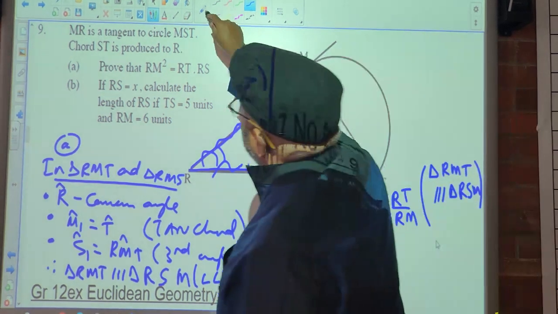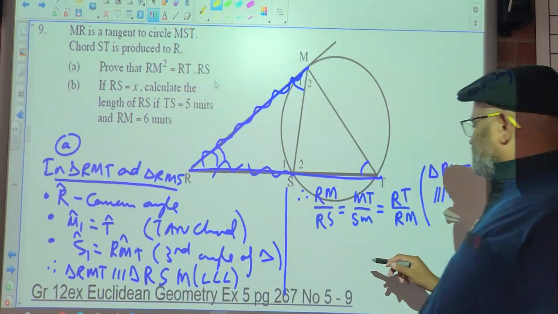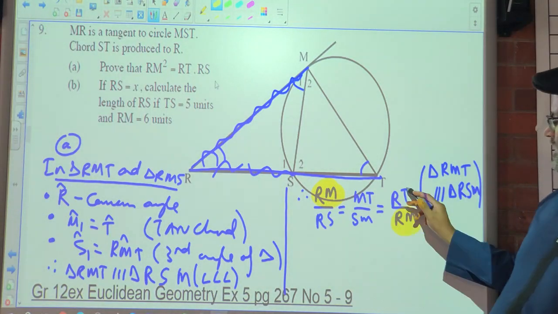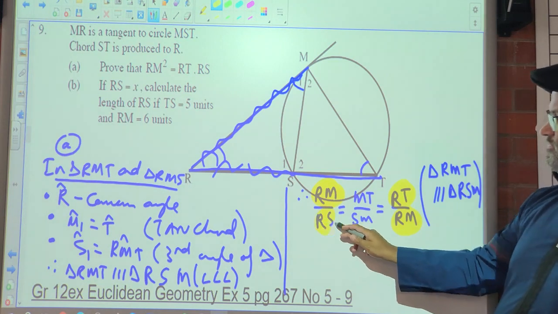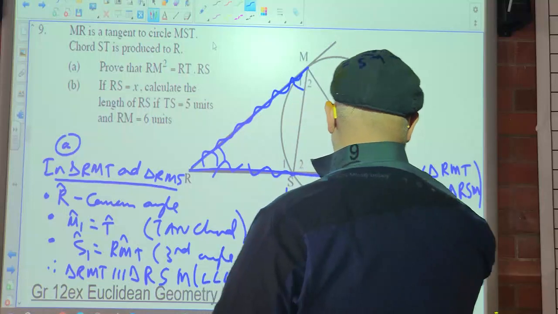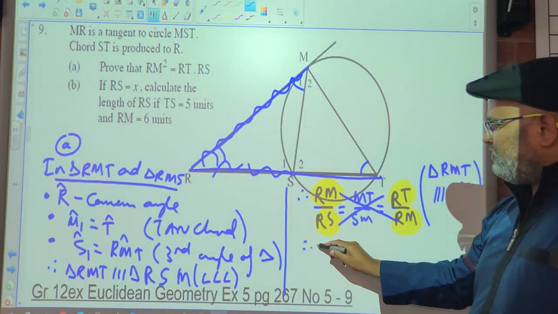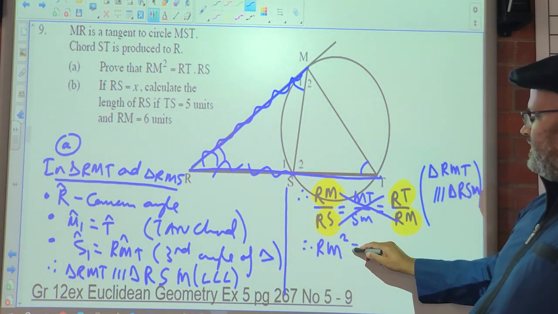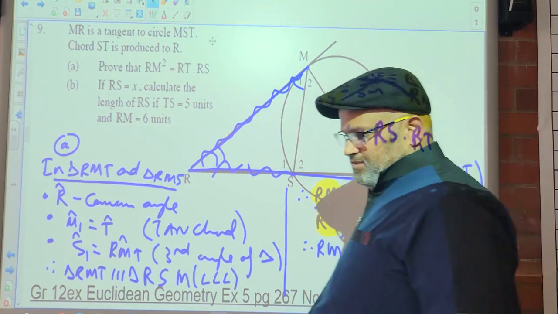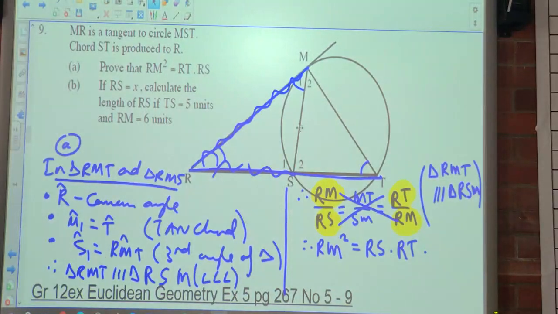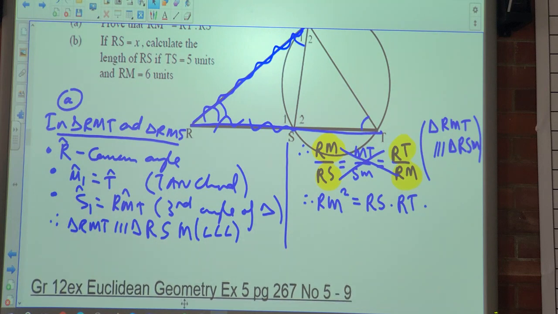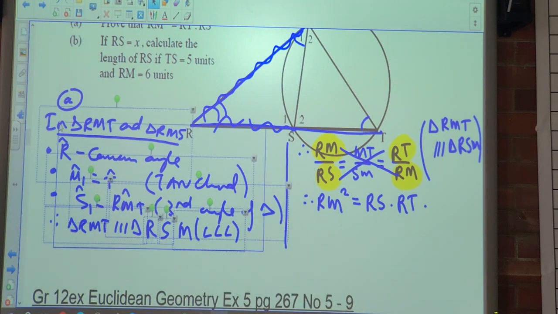Right, so what do they want? They want RM squared. So these two RMs, RT and RS. So it is a matter of cross multiplying, not so? So therefore RM squared is equal to RS times RT. Then the last part, B, so definitely I don't need this here.